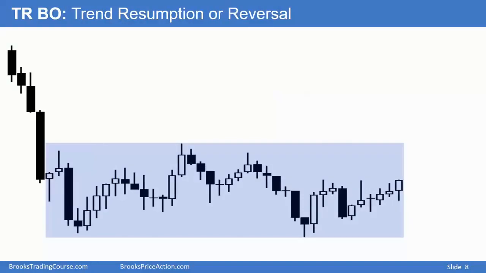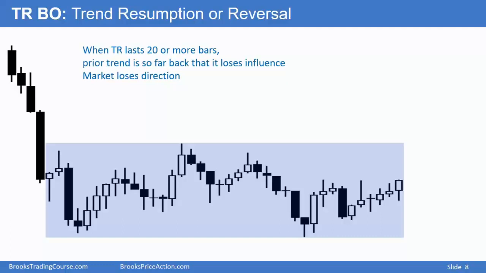As I said, once a pullback lasts 20 bars, 30 bars, 40 bars, the prior trend is so far to the left that it loses influence, and the market becomes increasingly neutral. Usually, when a pullback grows to 20 bars or more, I call it a trading range. And once I do, what I'm saying is the probability of trend reversal up now is as great as the probability of trend resumption down. So the market has lost its direction, and the bulls and bears have become balanced.